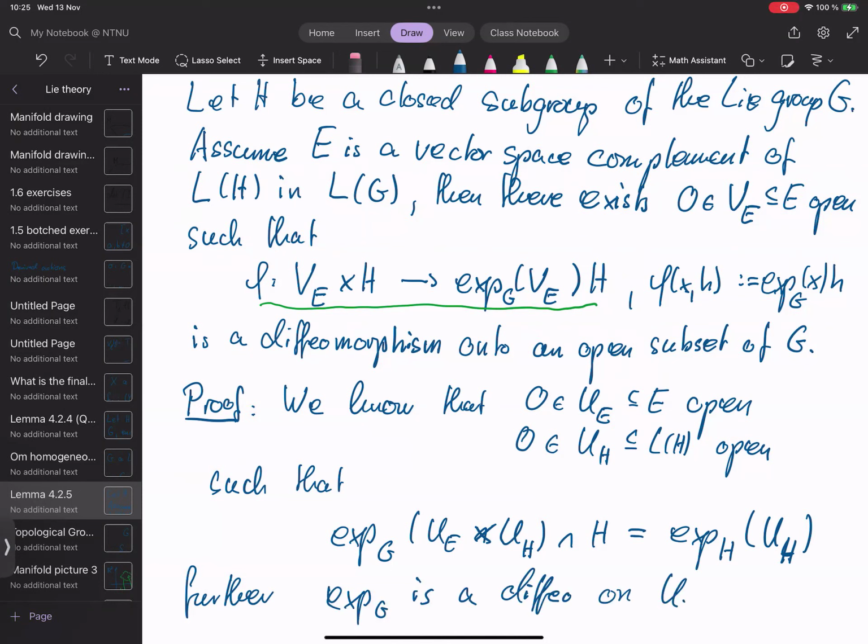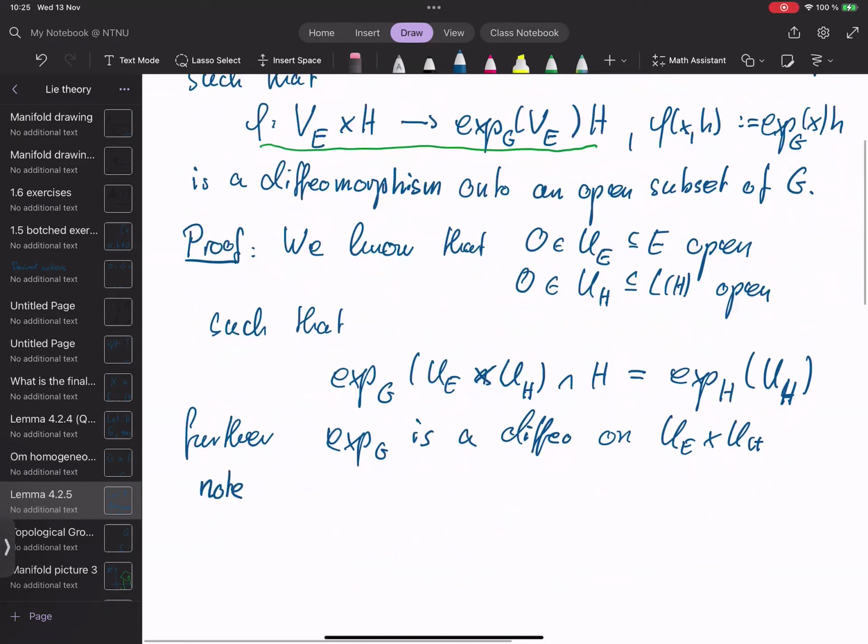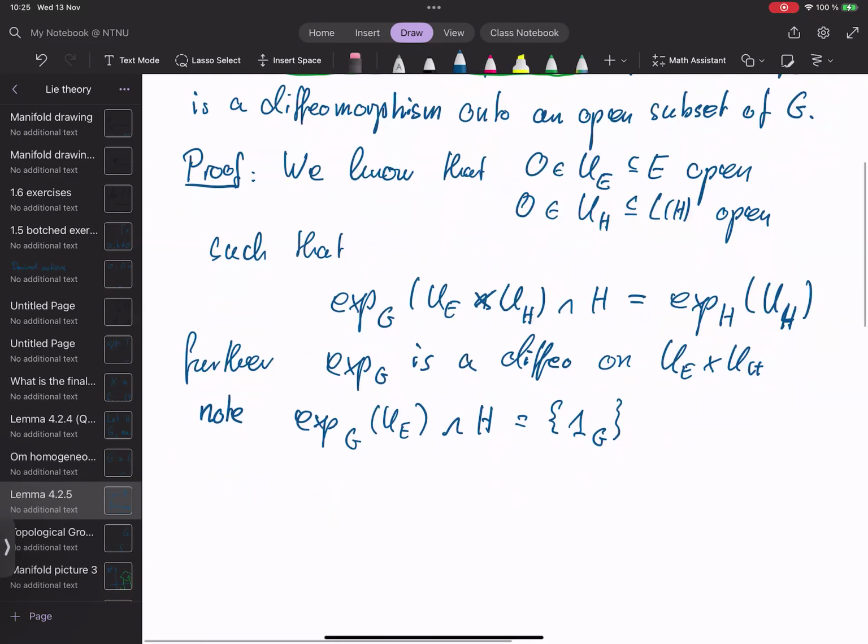on the Cartesian product, right? And we note that exp_G of UE, if we intersect this with H, this is only the trivial intersection, namely it's the identity element which lies in the intersection. Okay, great. So this is what we have been doing before. We basically build Cartesian products on which the exp restricts nicely.